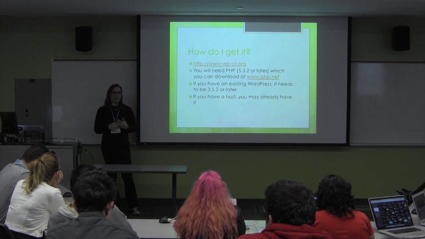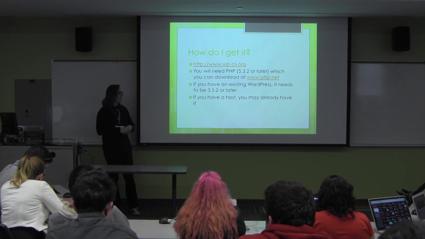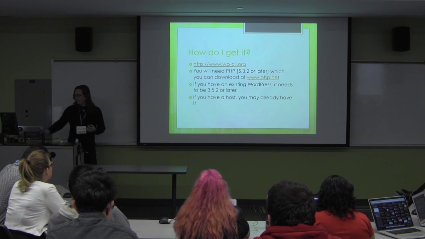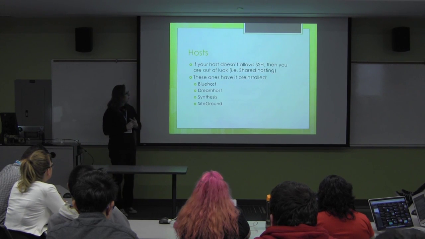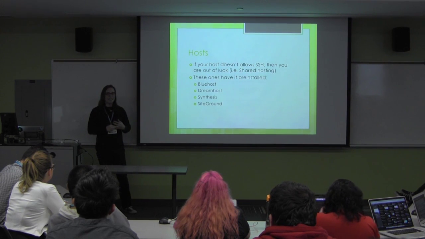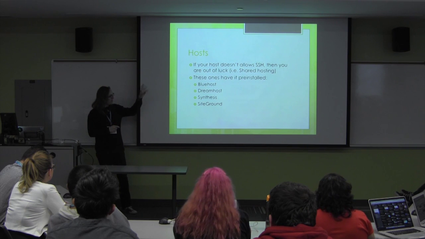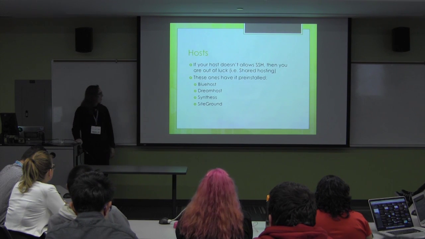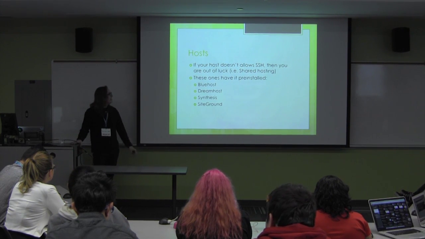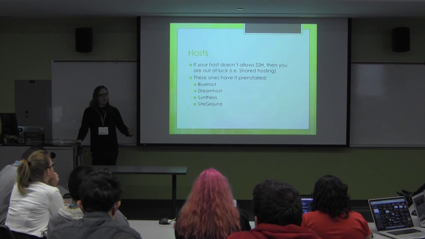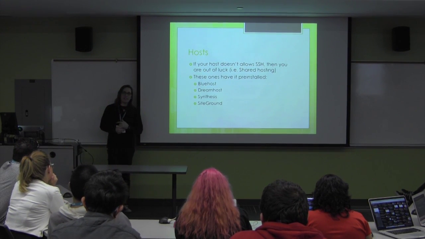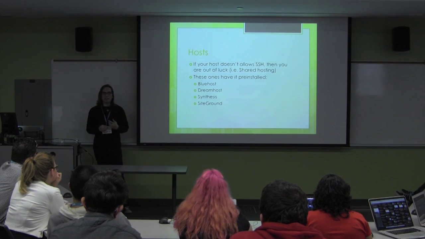If you're configuring an existing one, this is also a great installation tool, so we'll just download and install a brand new one in a second. A lot of hosts already have it, like Bluehost, Dreamhost, Synthesis, and SiteGround. We use SiteGround, and it does have it. I am not affiliated with any of these, I just put them up. There's probably a million more I could list. So try it out. Ask your host or provider if they have WP-CLI. Usually, if they don't have SSH, they will not give you access to WP-CLI.